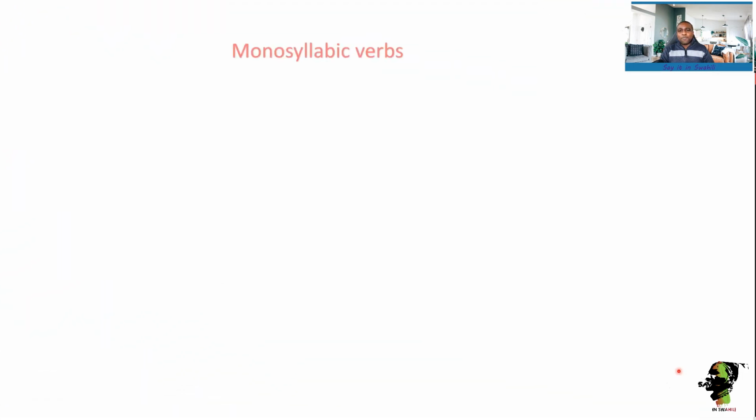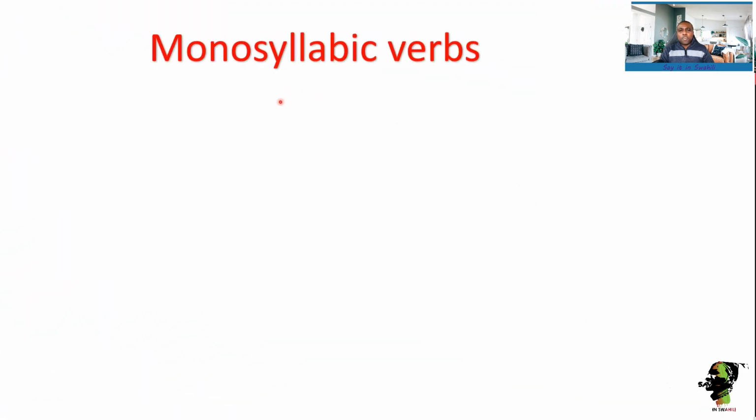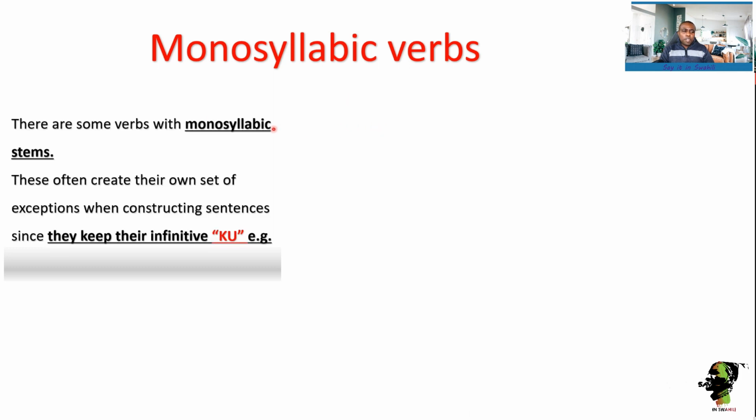Well done. So, what are the monosyllabic verbs that I mentioned earlier? What are they in Kiswahili? Monosyllabic verbs have 2 syllables. I called them the short verbs. And the stems are very important, because if you drop a verb, let's have a look at this verb, kula.